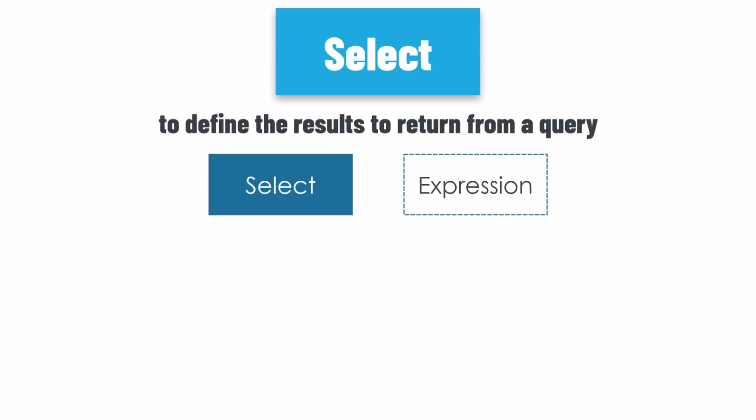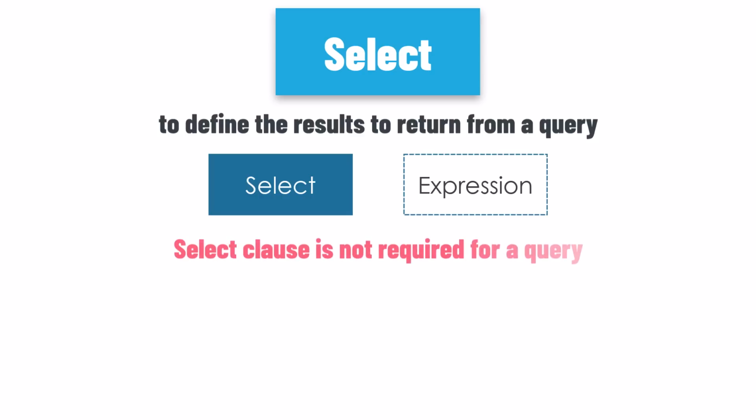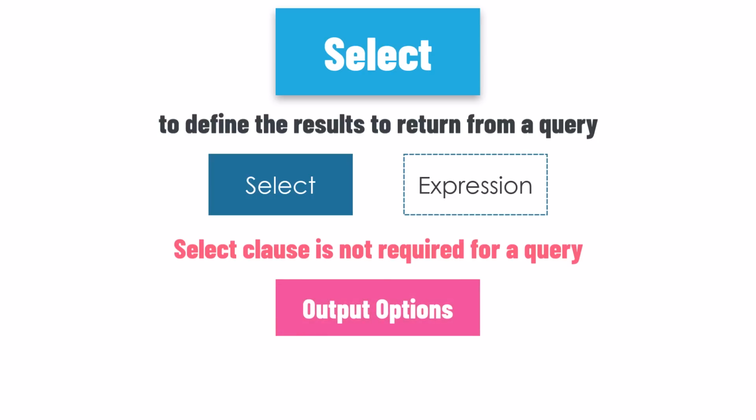Select and an expression. The expression will be, for example, the variable you want to select, or different variables, or a calculation, etc. But the select clause is not required for a query. What does that mean? How can I select the output elements from a query without using select? To understand this point, you first have to understand the options we have once we want to get an output from a LINQ query. The output of a LINQ query could be one of three different options.